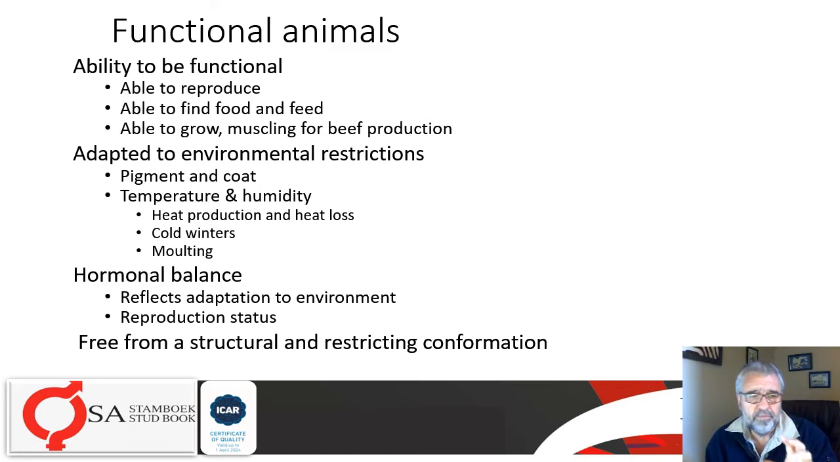But equally important would be that those animals need to be free from structural and restricting conformational faults. Will a bull be able to serve cows? Would form and function also reflect that? Would a cow calve easily? Will she be able to walk to water, and so forth and so forth?